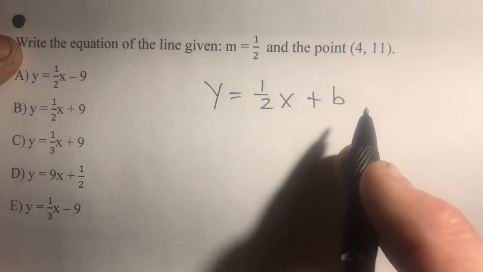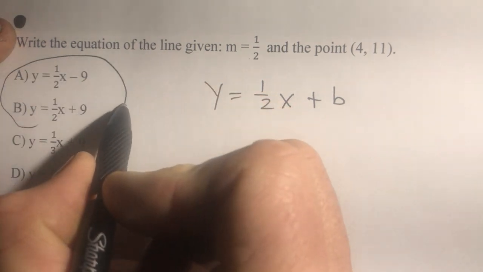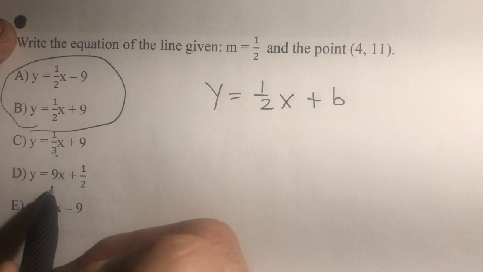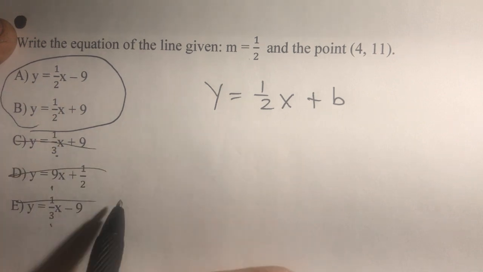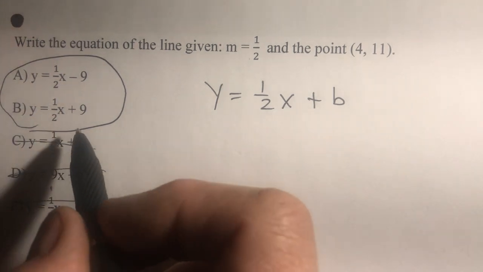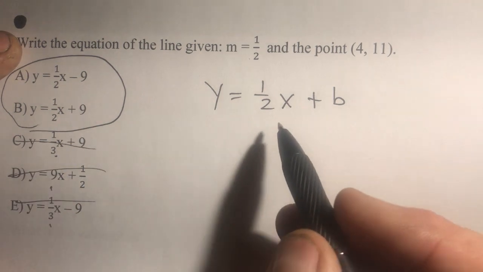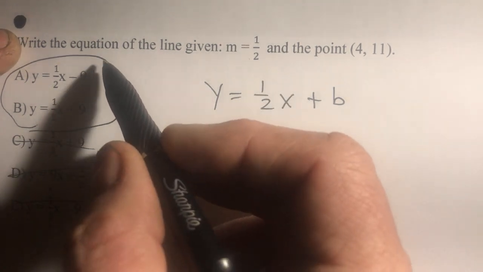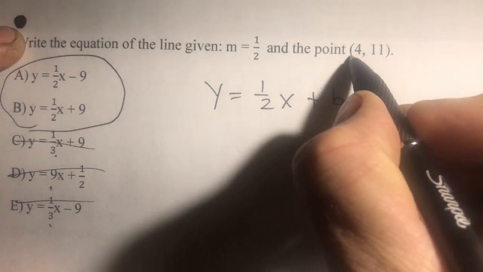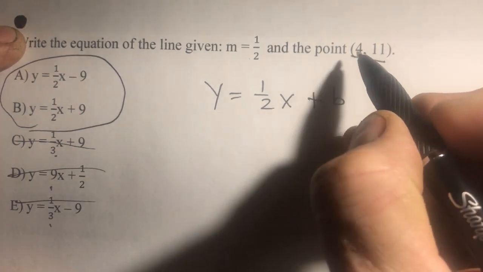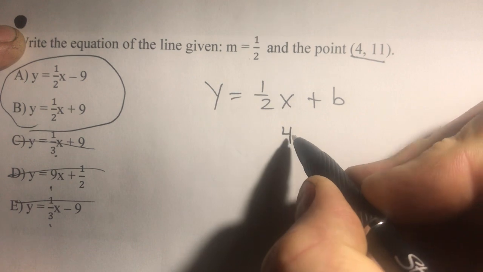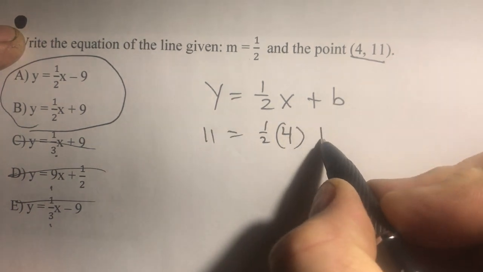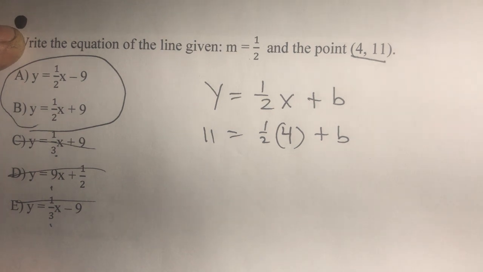So I automatically know my answer is going to be one of these two right here, because that's where the 1/2 is. See, this is not right. This is not right. This is not right. So those are out. It's got to be one of these two right here, because the slope is 1/2. Now, how do I figure out if it's going to be a 9 or a negative 9? Well, I take my point here and put that in. So I put 4 right here where x is, and I put 11 right there where y is. And it looks like that.